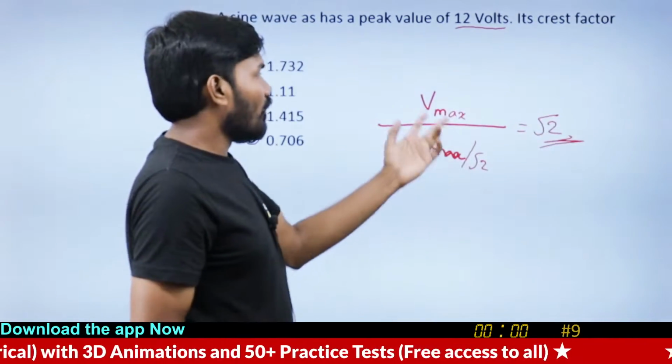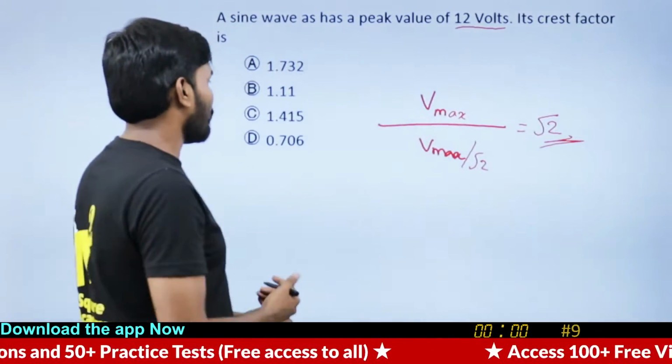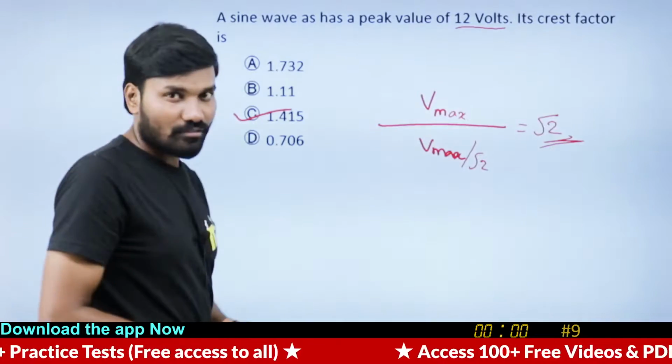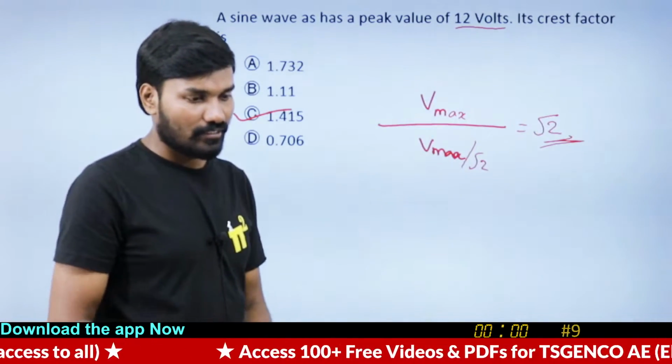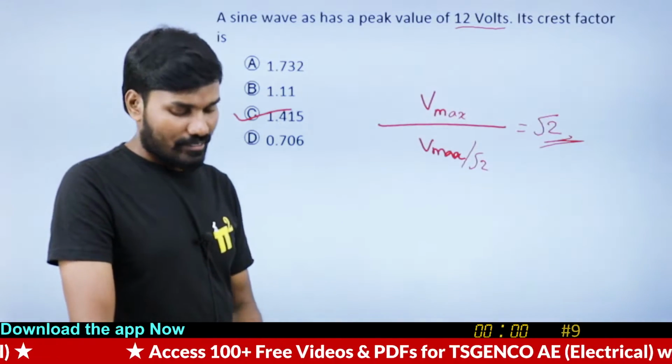So what's the value of Vmax? It doesn't really matter, because anyway it gets cancelled out. So the answer is C, root 2 is 1.414. So option C is the right answer. That's a good one. Next question.